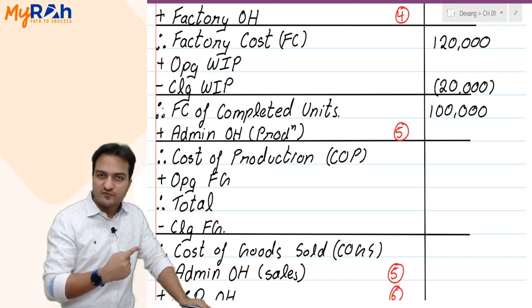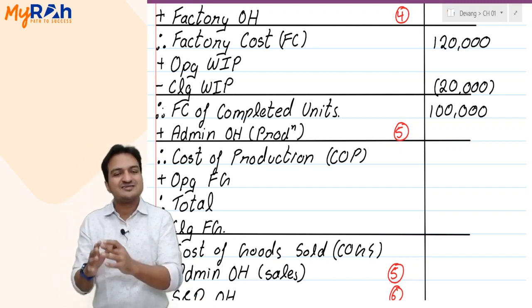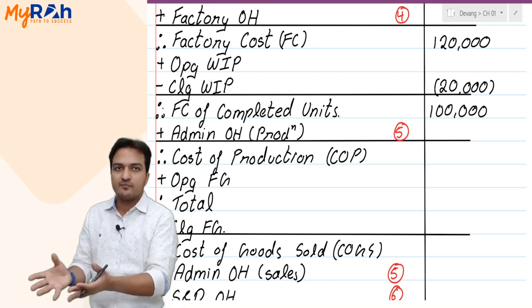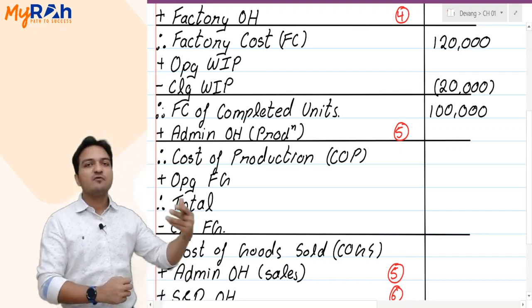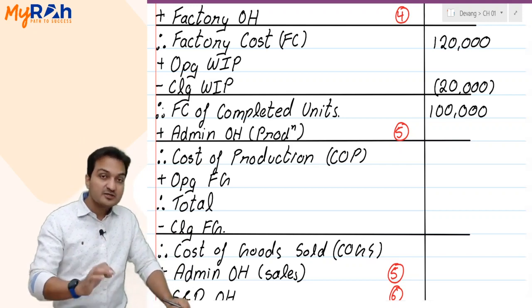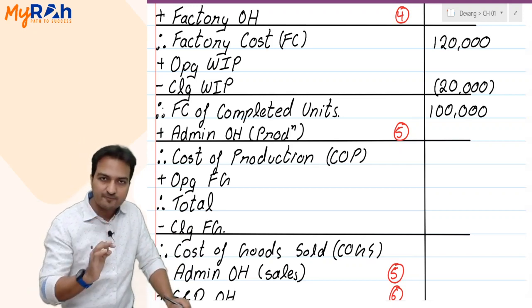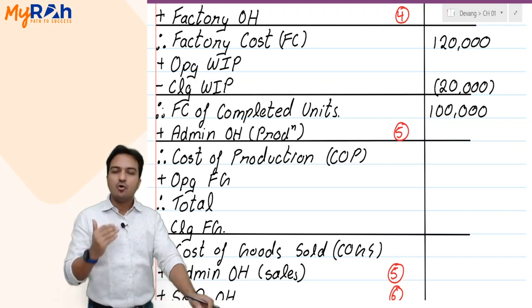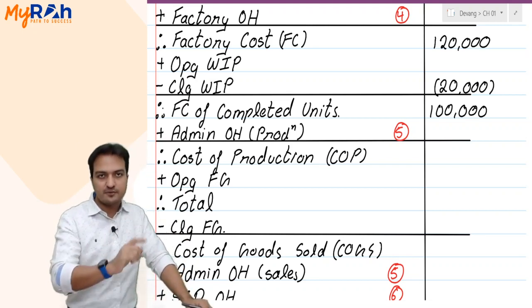Why did I remove that? Well, I removed that because the units are incomplete, they are not sold. If they are not sold, I remove that from my cost calculation right now, because I want to reach the cost of the units that I have sold, because profit I will earn only out of the units that I have sold.